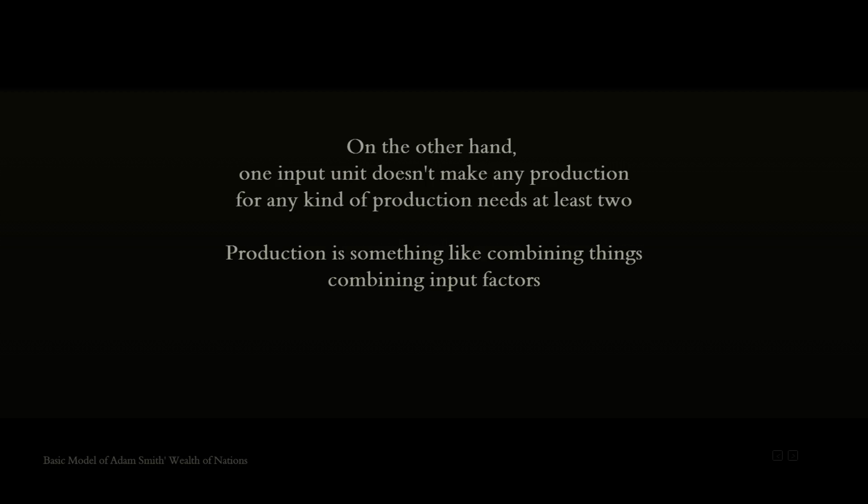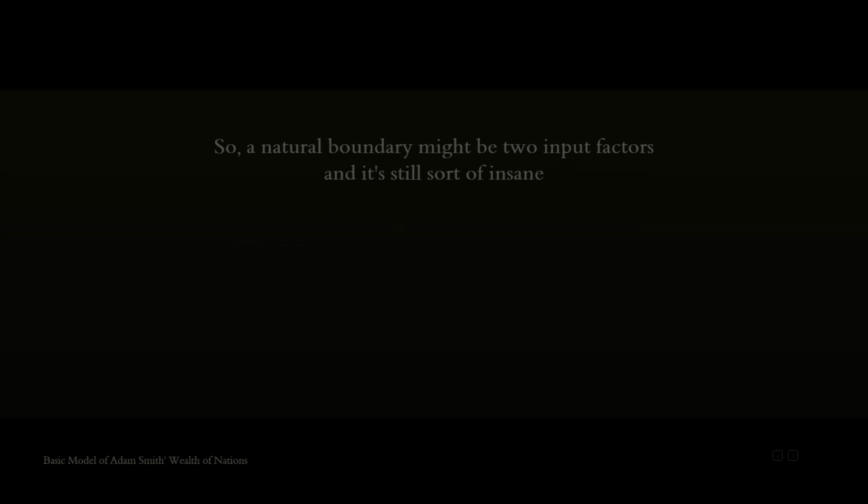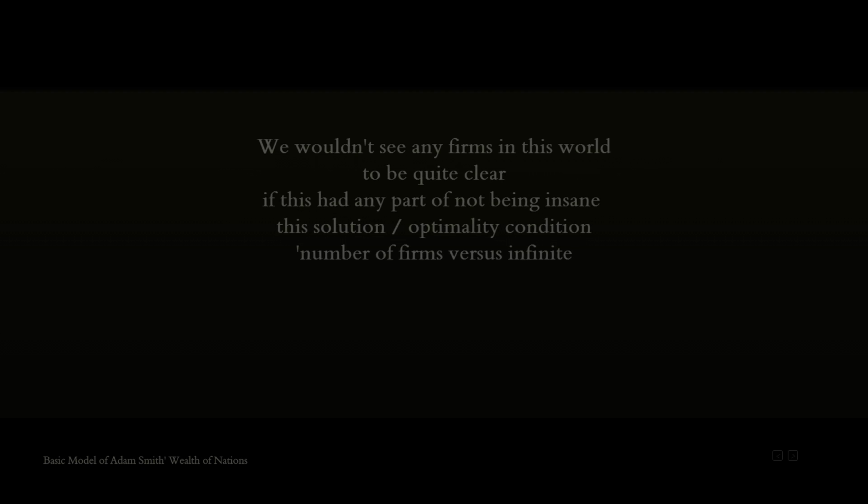Production is something of combining things, combining input factors. So a natural boundary might be two input factors and it's still sort of insane, plain insane. Even a single person who takes a hammer to put in a nail into whatever makes at least three input factors and so on. We wouldn't see any firms in this world, to be quite clear, if this had any part of not being insane. The solution, optimality condition, number of firms tends to infinite.